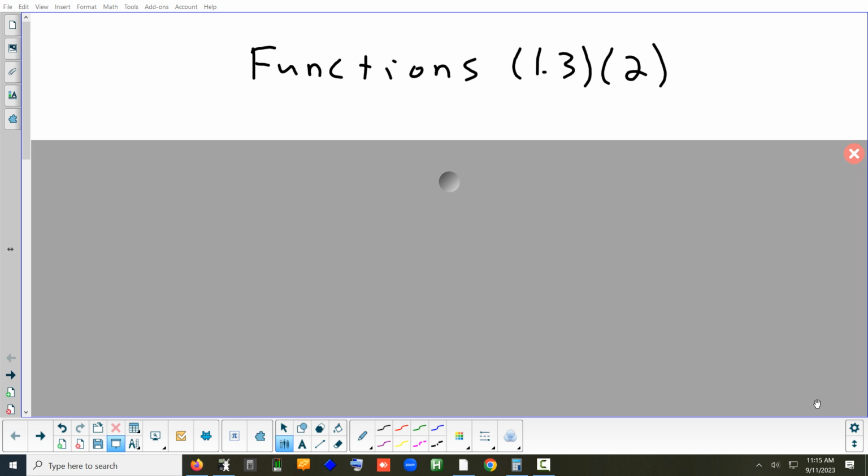All right, so let's take a look at the second part of 1.3. So remember, we're talking about functions. And functions, in the simplest terms, are pictures you can draw that pass the vertical line test.